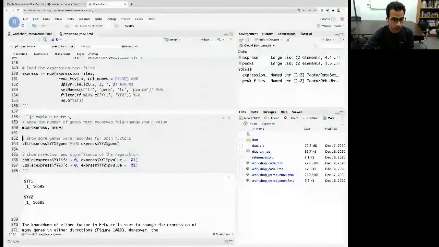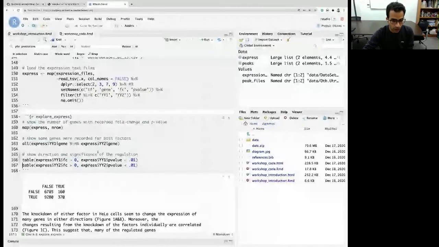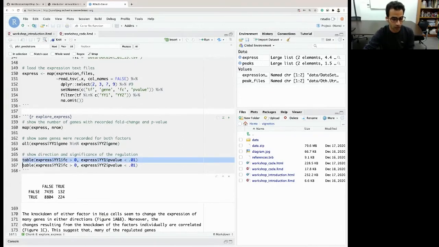So we see that they have exactly the same number of genes, and if I'm looking at the names and the order, they are in the same order. Then we can look here quickly at how many genes have positive fold change and have a p-value from the differential expression calculation below 0.01. And then we can do the same for the second gene. You can see here the numbers: many more genes are regulated by YY1 than YY2.